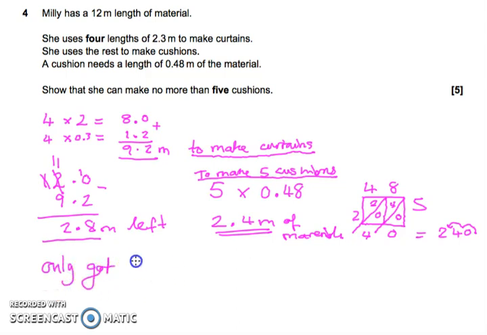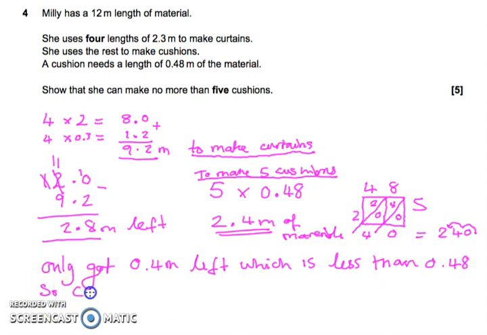So we've only got 0.4 metres left, which is less than the material you need to make 1 cushion, 0.48. So she can only make 5. We're 8 centimetres short, aren't we, in terms of the material we need to make the 6th cushion. There you go. She makes a smaller one, which she's not going to do. It's a maths question. All right.